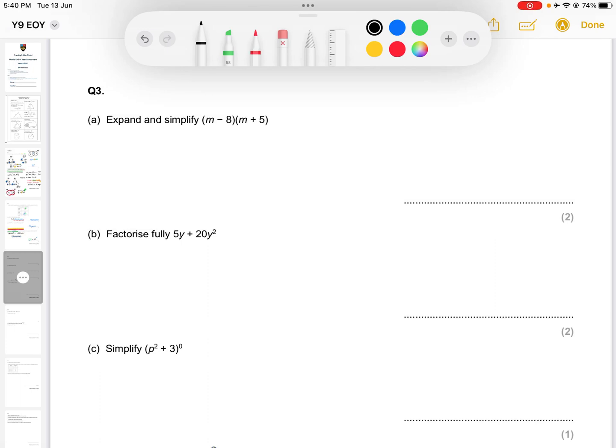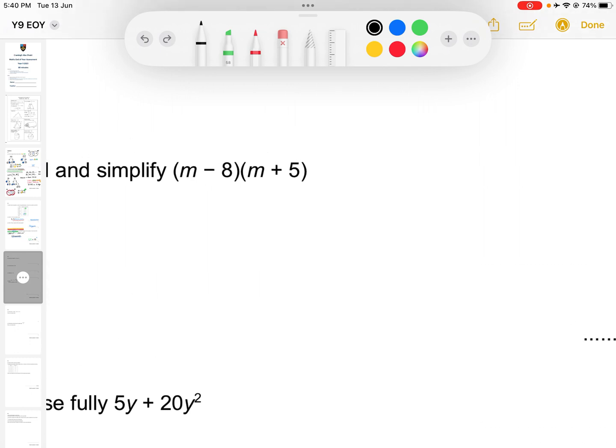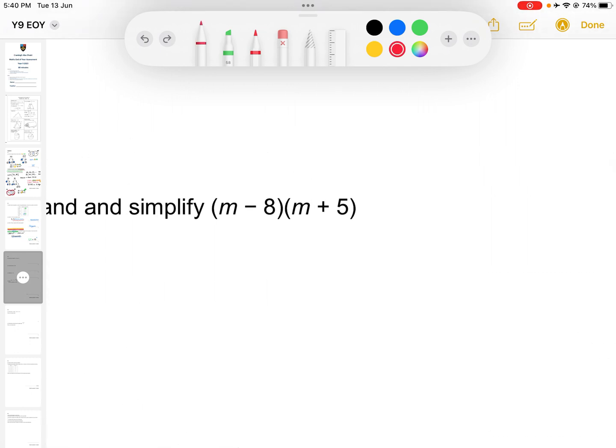Question 3. Expand and simplify the following pair of double brackets. So when we're multiplying out double brackets, we're going to make sure that everything in one bracket multiplies everything in the other. So in other words, either end of each of those colored curves, we're going to be multiplying those two values together. So the blue one is going to start off with the red one.